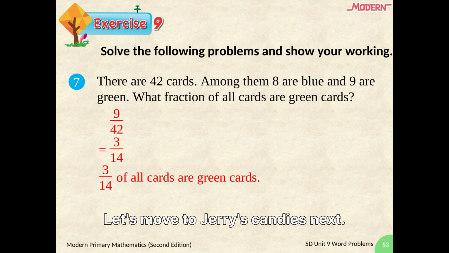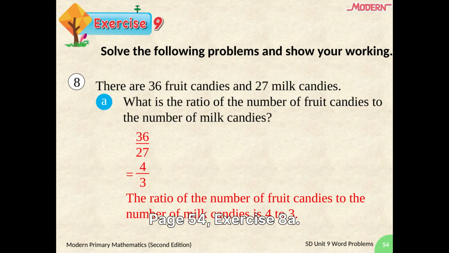Let's move to Jerry's Candies next. Page 54, Exercise 8A. We have 36 fruit candies and 27 milk candies. What is the ratio of fruit candies to milk candies? Sweet problem. Thinking way. Fruit first, so 36 is the numerator. Milk is our unit for comparison, so 27 is the denominator. Our fraction is 36 over 27.